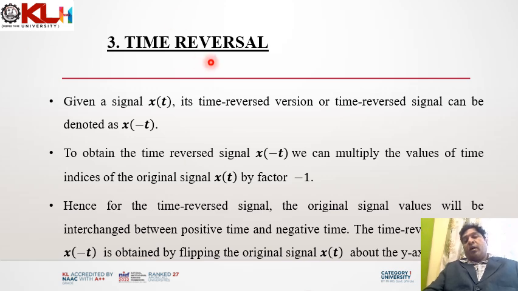Next, we are going to discuss the operation time reversal. The time reversed signal is denoted by x of minus t. To obtain this time reversed signal, we have to multiply the values of the time with minus 1. And the time reversed signal we can obtain by simply interchanging the positive and negative time values of the original signal. So we have to flip the original signal about the y-axis so that the positive time and negative time values have been interchanged.